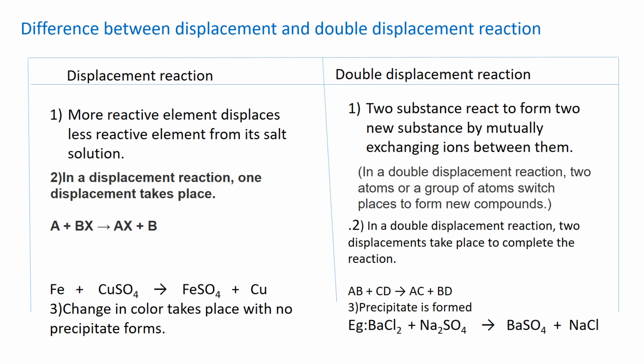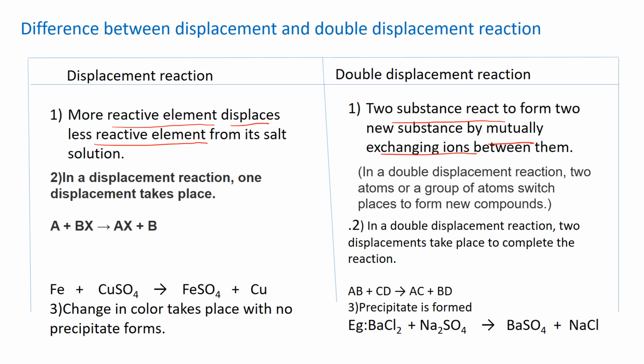Now let us learn the difference between displacement reaction, that is single displacement reaction, and double displacement reaction. This is very important. Sometimes in the exam a question will be asked, differentiate between displacement reaction and double displacement reaction. You already learned about displacement reaction: a more reactive element will displace a less reactive element from its salt solution. But in double displacement, as we just learned, two substances react to form two new substances by mutually exchanging ions between them.